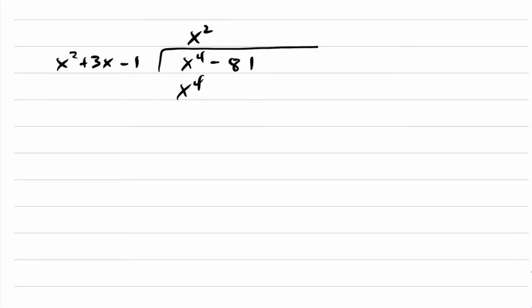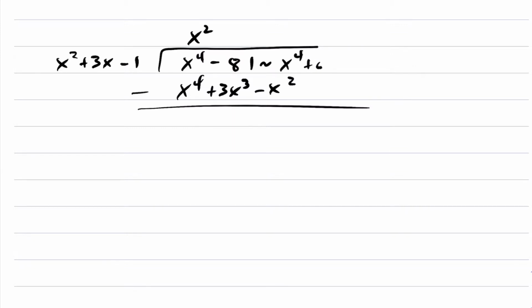And then continuing that distribution, you have x squared times 3x will give us positive 3x cubed. And then x squared times negative 1 is negative x squared. We now want to subtract these together. You can view x to the power of 4 minus 81 with its coefficients that aren't present. So by that I mean we could write down x to the 4th plus 0x cubed plus 0x squared plus 0x minus 81 if you wish. And as you work through this and get more practice, you don't actually have to put these in here, but sometimes, definitely the first couple of times, it is helpful.